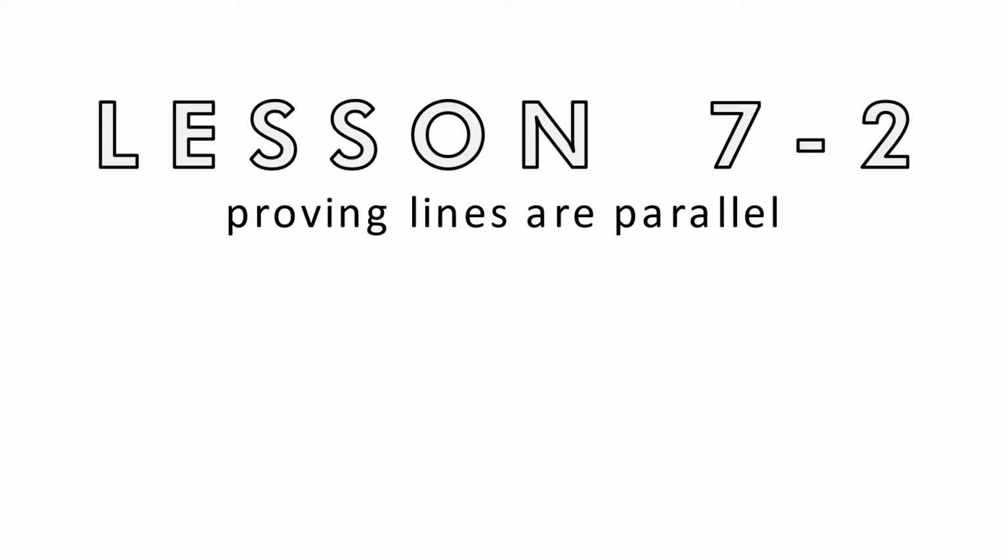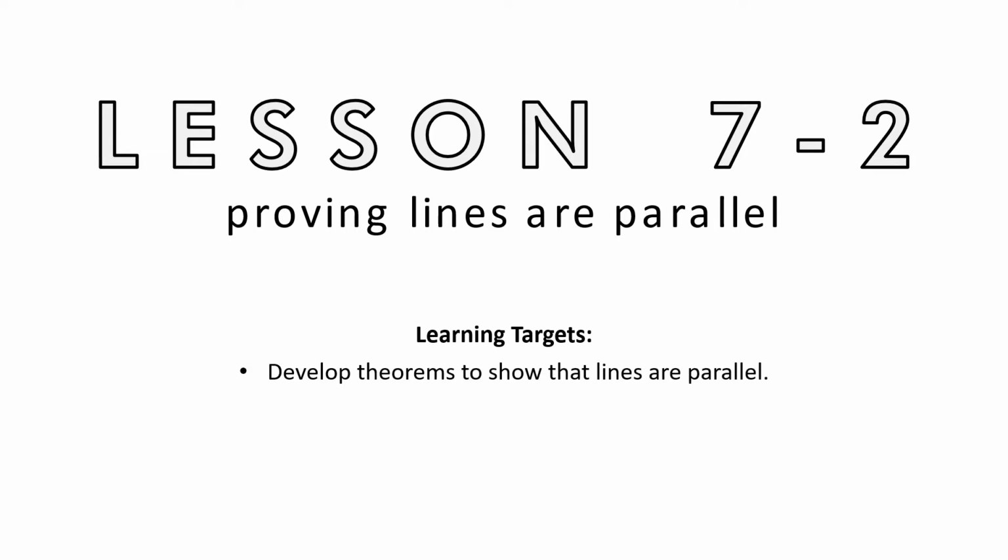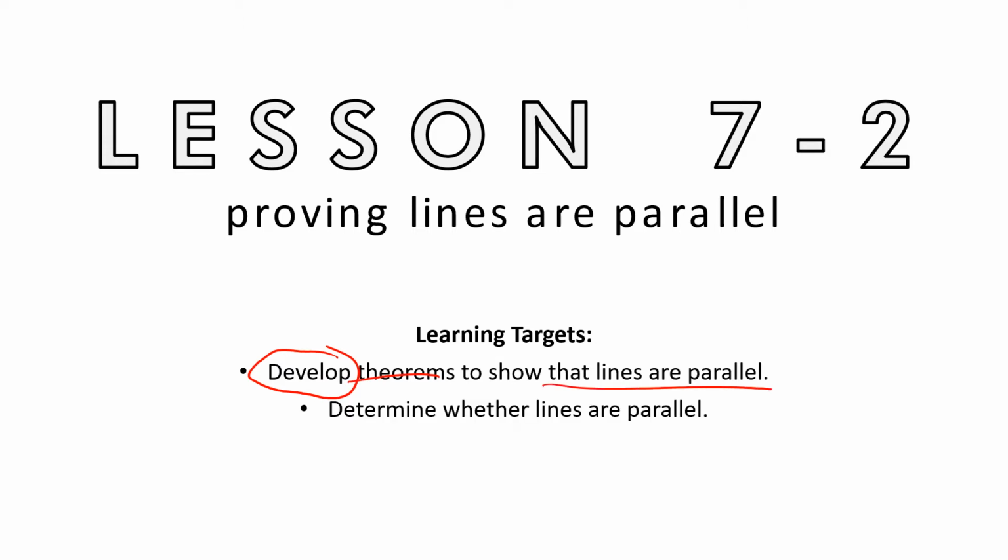So our learning targets for this lesson, our first is to develop theorems to show that lines are parallel. So we're going to be developing, so it means we're probably going to be able to write our own theorems, try to get them without just stating them, and these are going to show that the lines are parallel. The next learning target will be to determine whether lines are parallel. So once we've found these theorems, we'll go ahead and use them to determine whether lines are parallel or not.